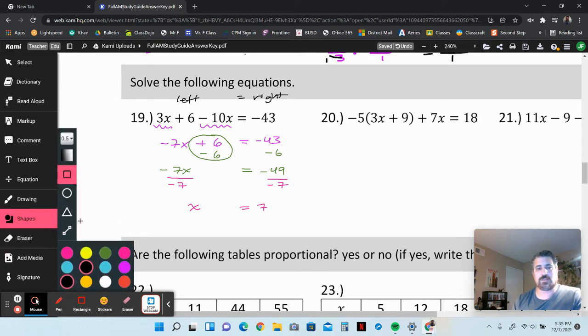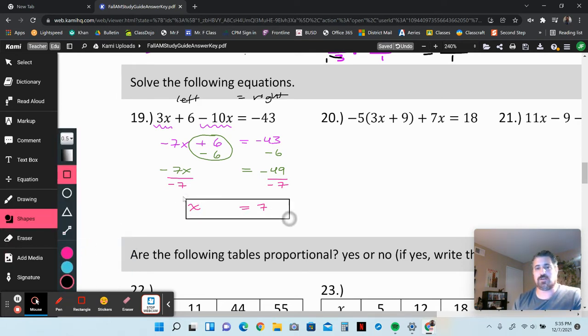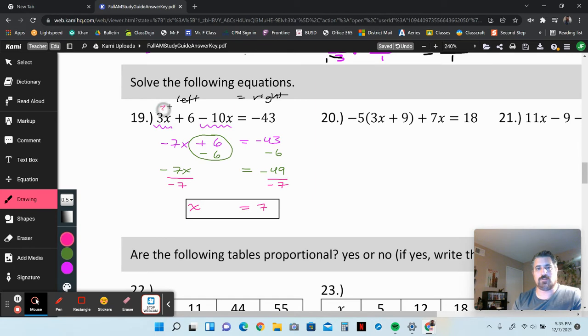Once you have the answer and you've finished it, you're going to take your answer and plug it back in to see if you get a true statement. So I'm just going to take the value of 7 for x, plug it back in. What's 3 times 7? 21. That's 21 plus 6. And then negative 10 times 7 is negative 70. And that together should equal negative 43.